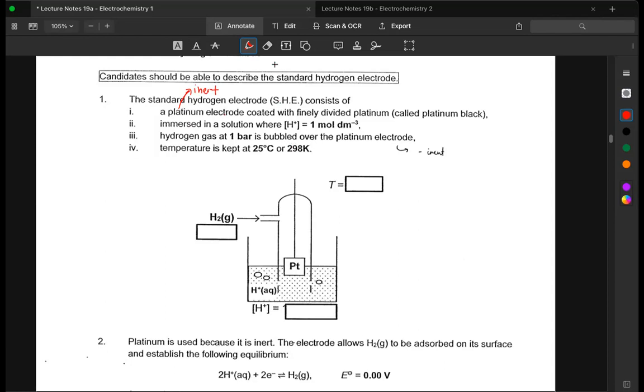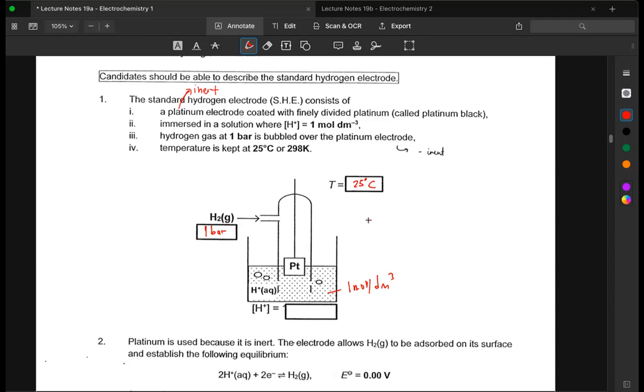Okay, the concentration used is the standard concentration of hydrogen ion of 1 mole per dm cube. So must make sure that it's 1 mole per dm cube. No argument. The hydrogen gas is bubbled in with a pressure of 1 bar. Okay, the temperature is set at 25 degrees Celsius or 298 Kelvin, which is the room temperature.